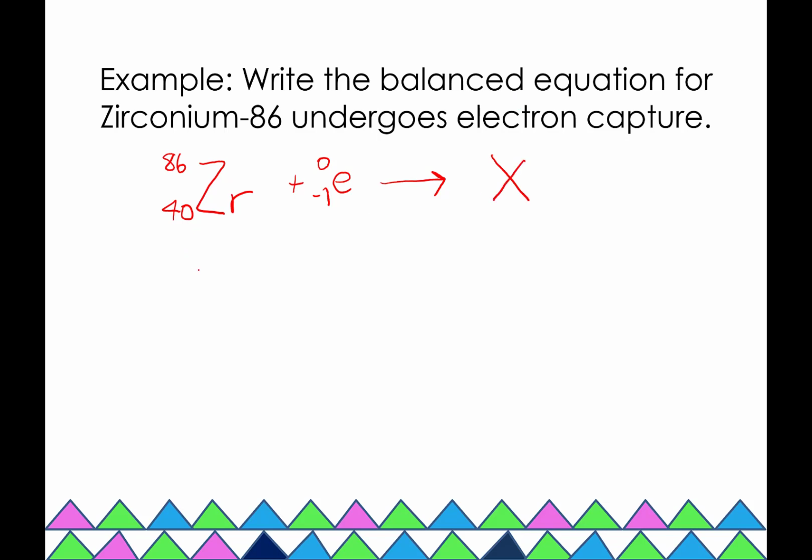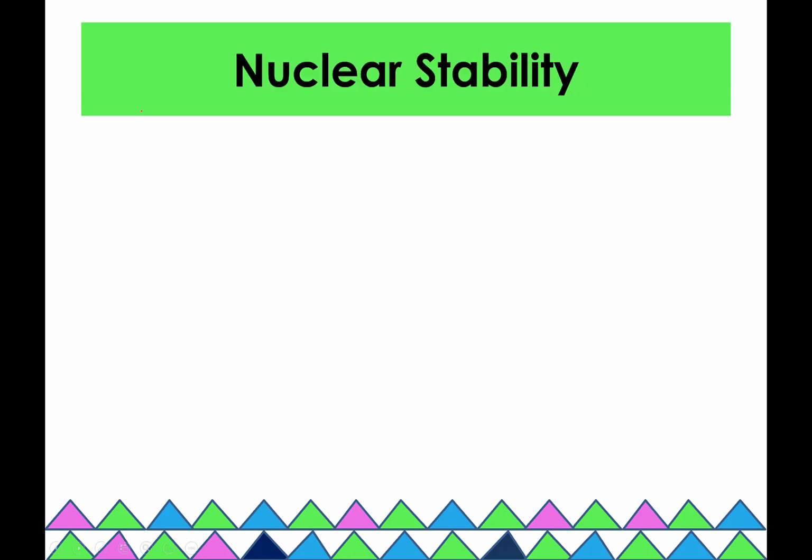But remember, the sum of A is going to be equal to the sum of A, and the sum of Z is going to be equal to the sum of Z. So here, the total mass number is 86 plus 0, so that's 86. And then the total charge is 40 plus -1, so that's 39. So now we need to look up what element has 39 protons. So we can rewrite this as yttrium 86.